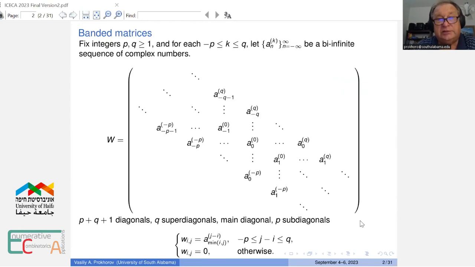First, we will define two bounded matrices. The matrix W has P plus Q plus 1 diagonals: Q super diagonals, the main diagonal, and P subdiagonals. The elements of these matrices are elements of P plus Q plus 1 by infinite sequences of complex numbers. What is important is that for each diagonal, for example the main diagonal, the upper indexes stay the same. For example, 0, 0, or Q, Q, Q for this super diagonal.